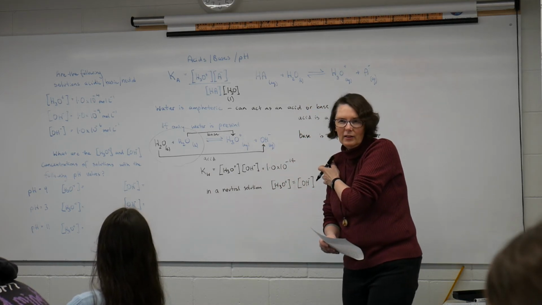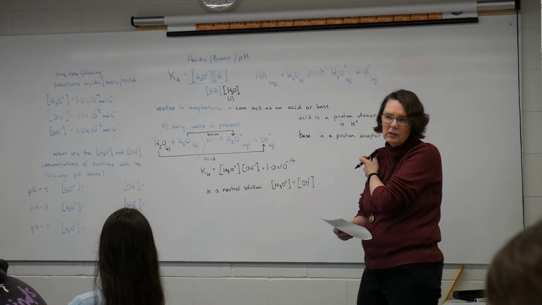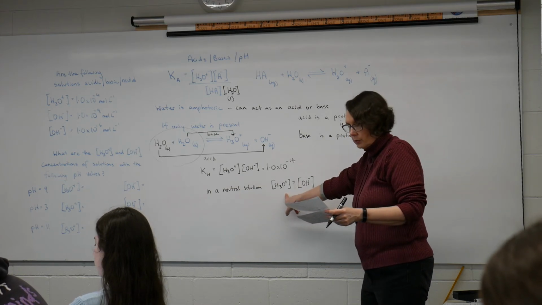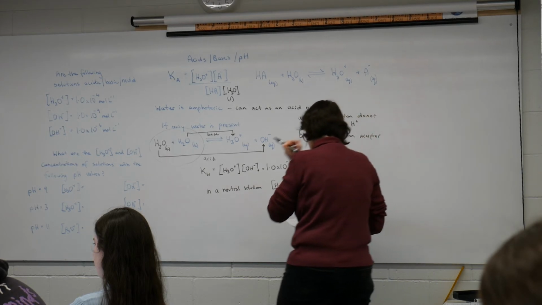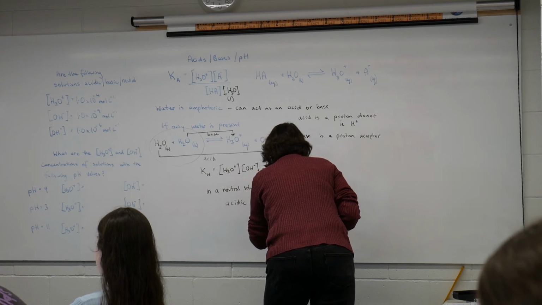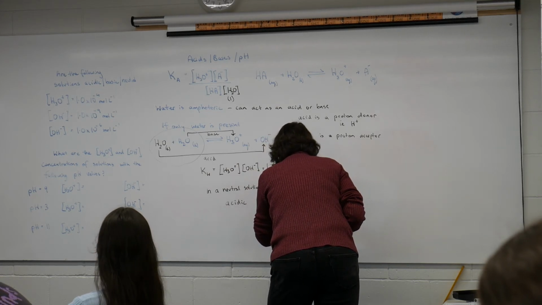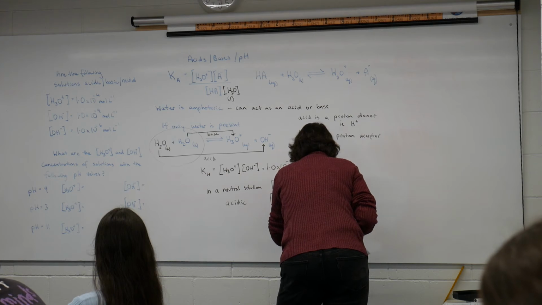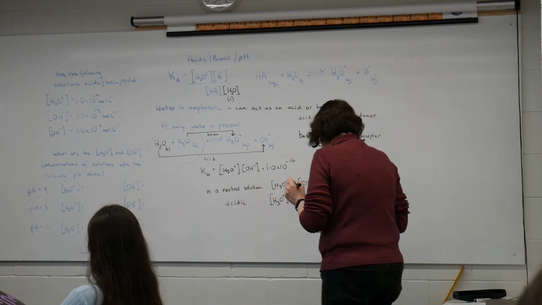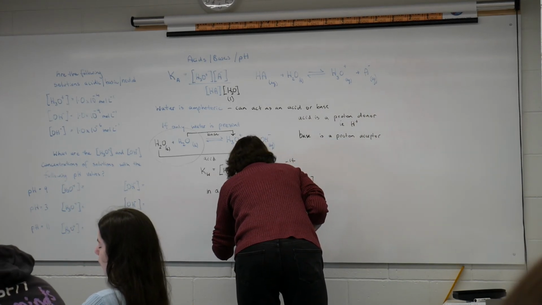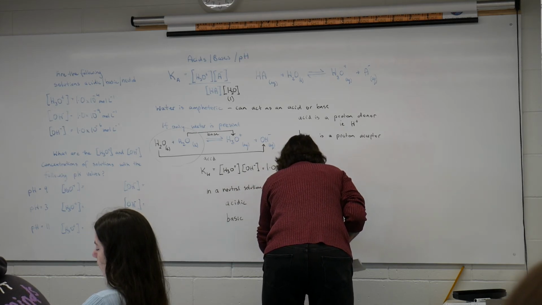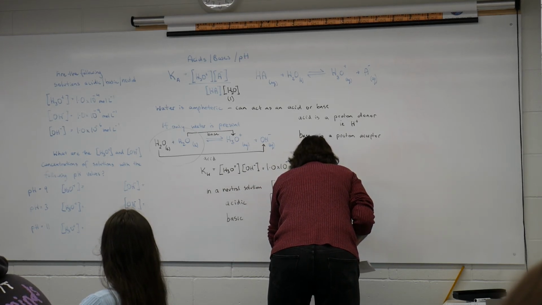Note that we're not saying that there are none. We're saying that there are always going to be some, but if the solution is neutral, then they're present in equal concentrations. If it's acidic, then the concentration of the hydronium ion will be greater than the concentration of the hydroxide ion. And if it's basic, the concentration of the hydronium ion will be less than the concentration of the hydroxide ion.